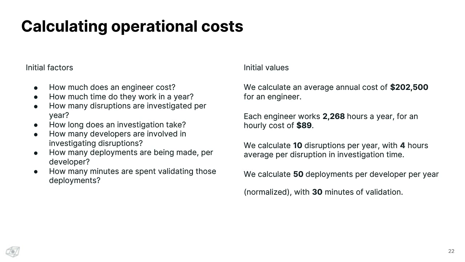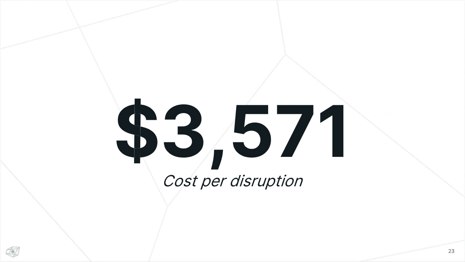Our assumption was that each engineer is involved in 10 interruptions, and each one of those is about 4 hours. Again, that might be low or high for your organization, but that's really not that many in a lot of ways. And then, we're assuming that every engineer deploys 50 times a year. Maybe that's a little optimistic, but hopefully you're shooting for something on that scale. And that it takes about 30 minutes to validate what's happening there. So all of that put together means that the cost per disruption is about $3,500.